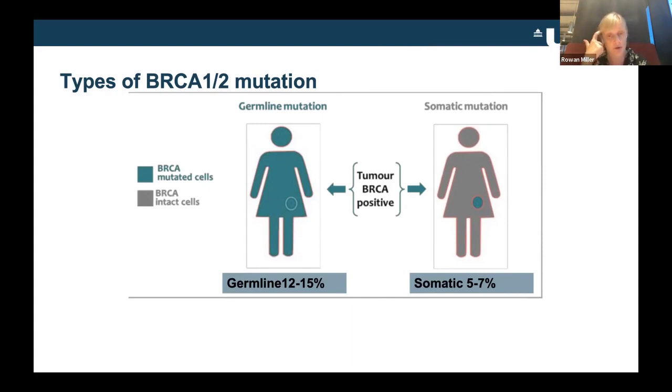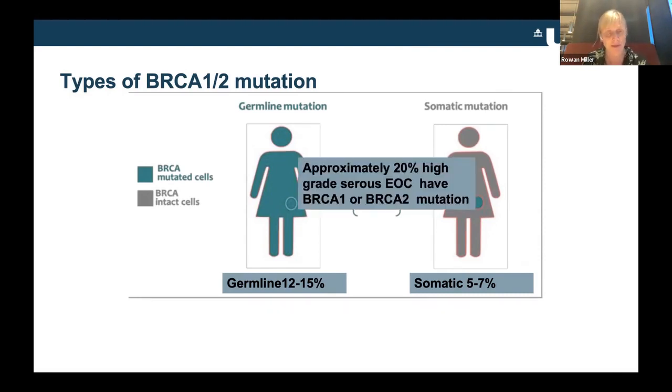But there's also a smaller group of patients, about 5 to 7%, who will have a somatic BRCA mutation. That is a mutation that has arisen in the tumour during tumorigenesis. Now, that will have the same implications for treatment, but it doesn't have any implications in terms of risk of second cancers or family members. So overall, about 20%, so 1 in 5 of our patients with high-grade serous epithelial ovarian cancer will have a mutation in BRCA1 or BRCA2.